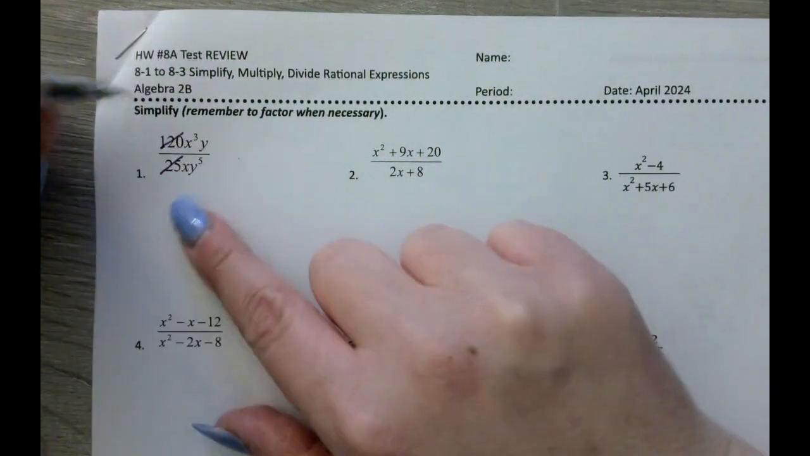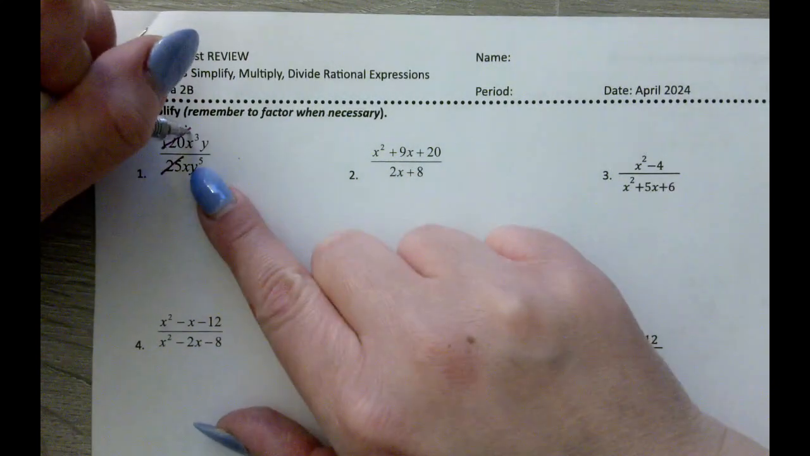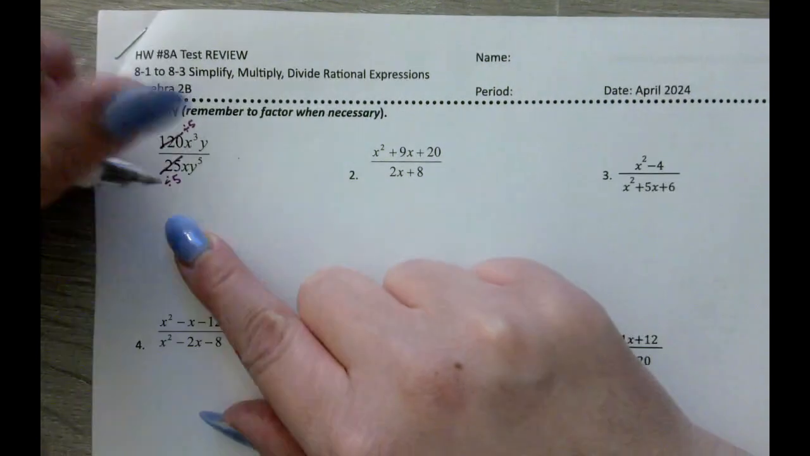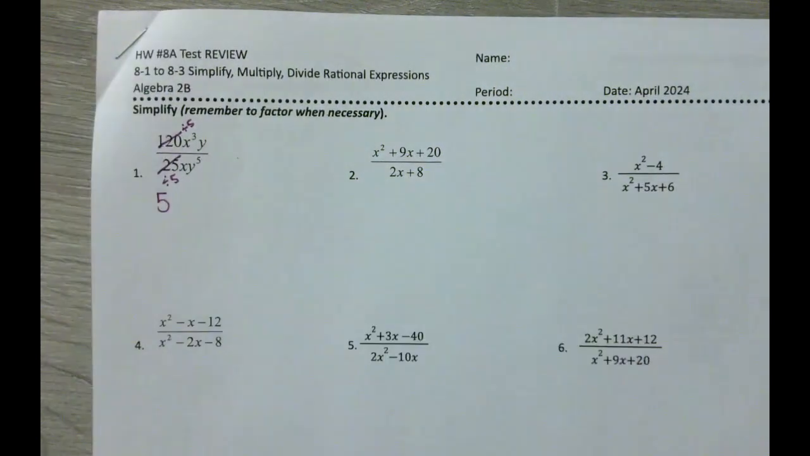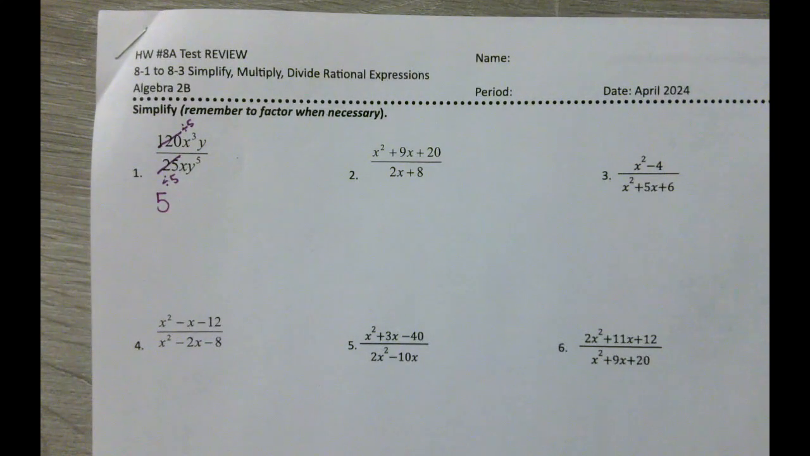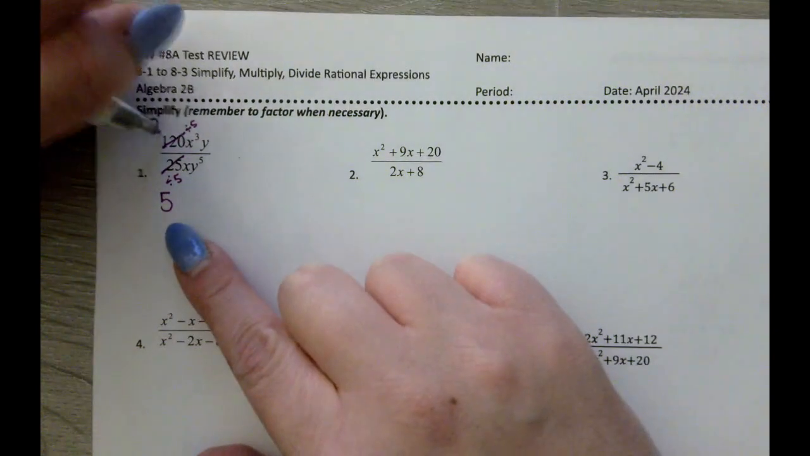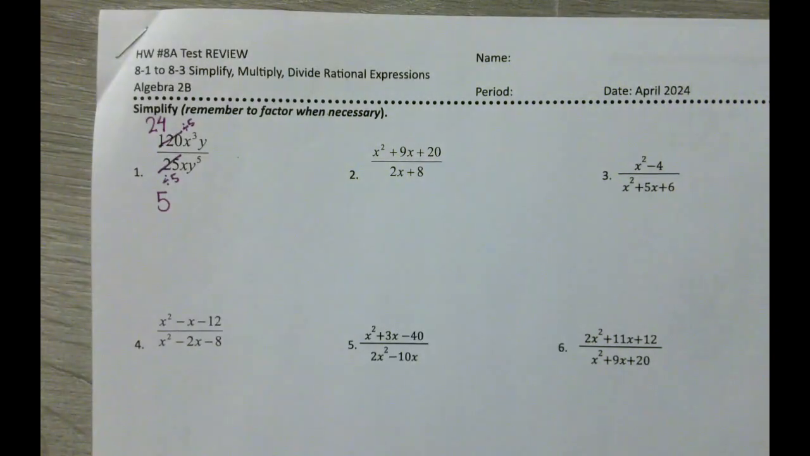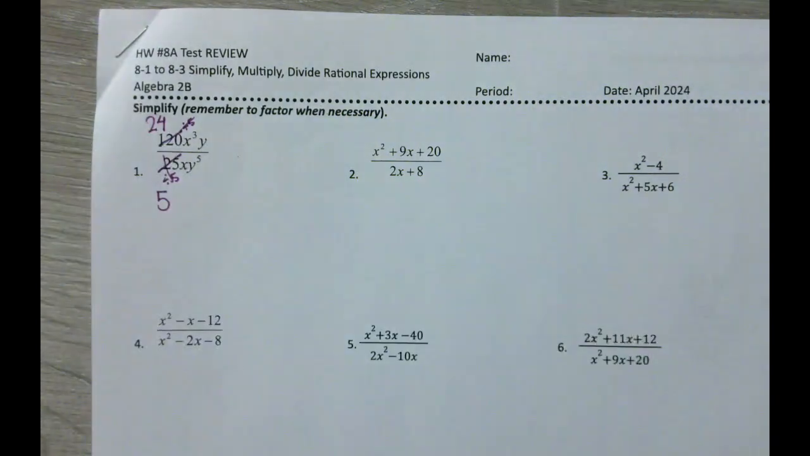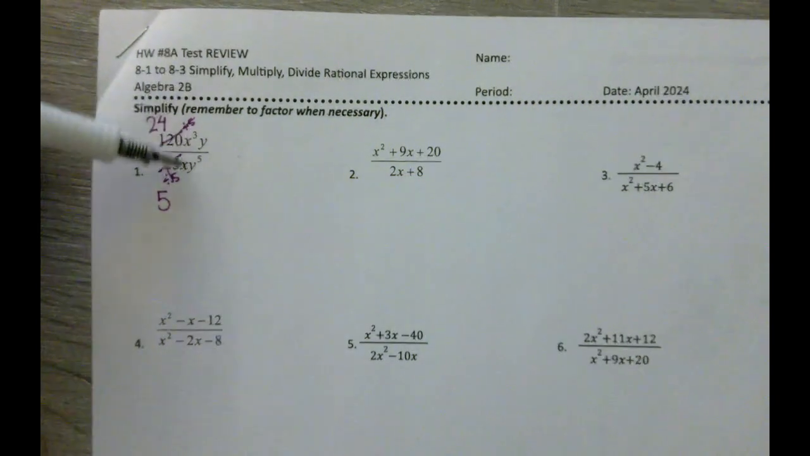When we divide them by 5, just for clarification, the 25 turns into a 5, and the 120 turns into a 24. I'm going to mark out the divided by 5 now so it's not confusing. All right, now the exponents.